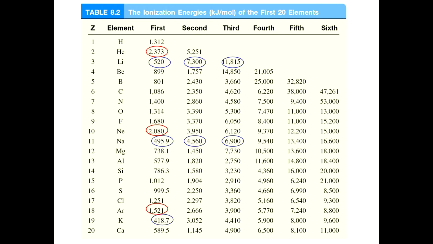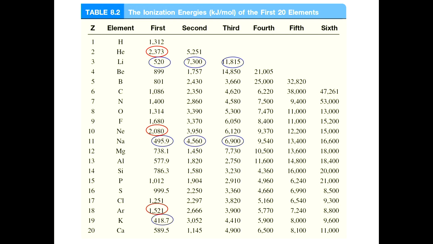And basically for the 1A group, lithium, sodium, right? Basically their energies are small. Why? They only have one electron outside, right? So they are easy to lose. So you don't need to provide much energy. Okay, so basically they have low ionization energy.